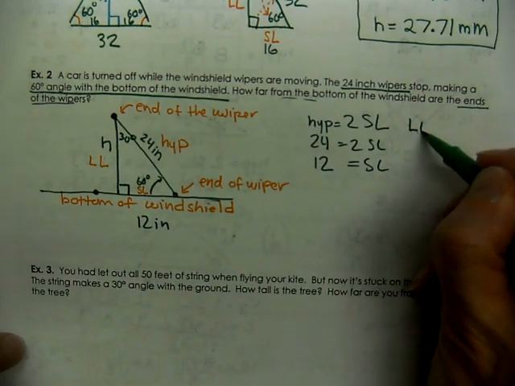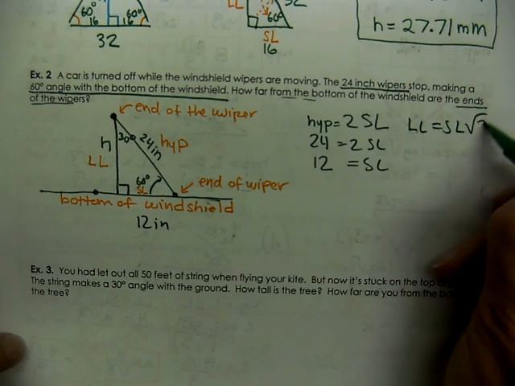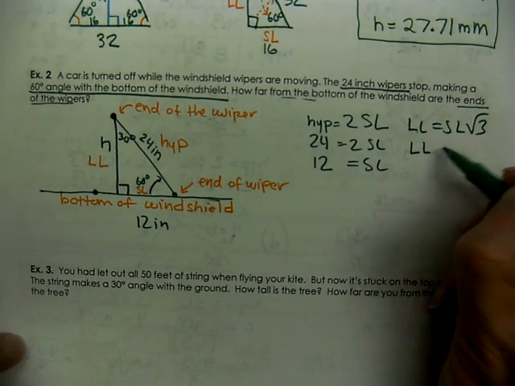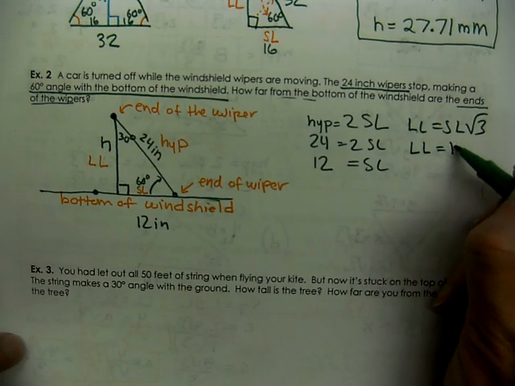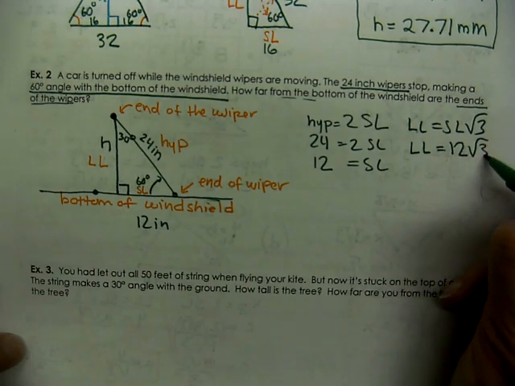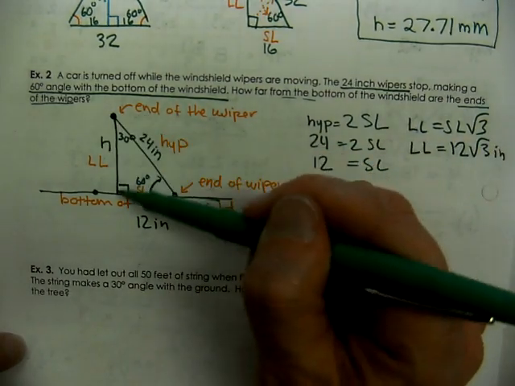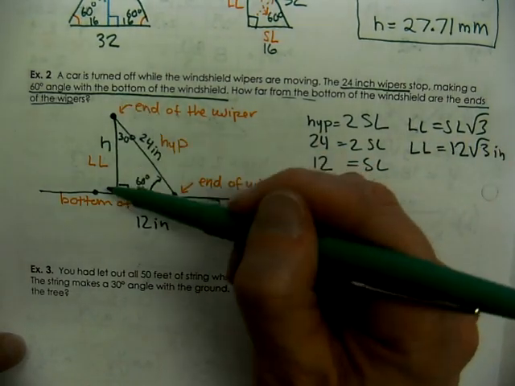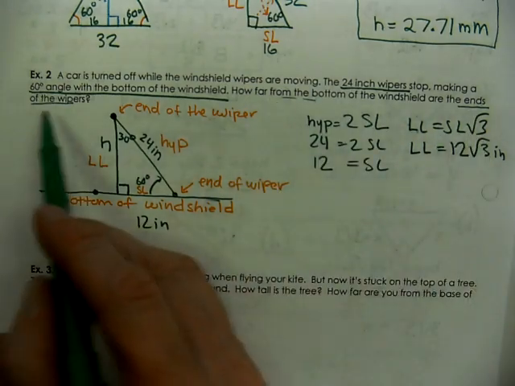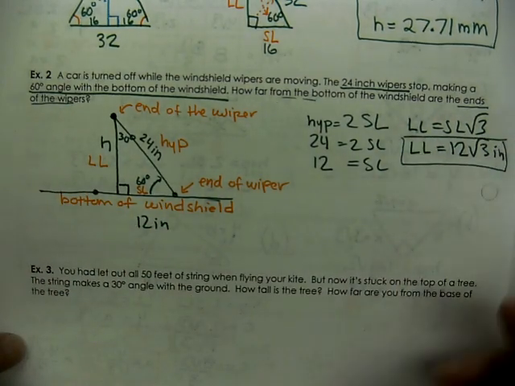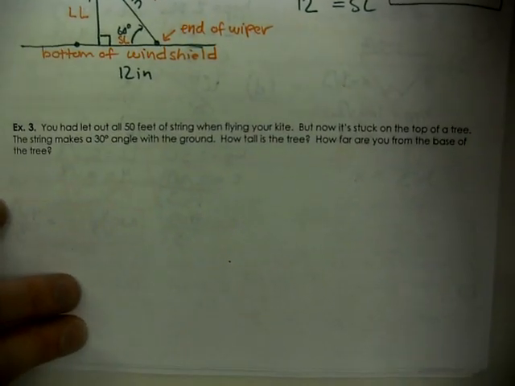Then we can go to the long leg equals short leg times root 3. The long leg is the height, but I'll just call it long leg. And the short leg is now 12. So 12 root 3 inches is the precise distance, which is the height of that triangle. They're not asking for a decimal answer, so we'll stop right there. That's its length.